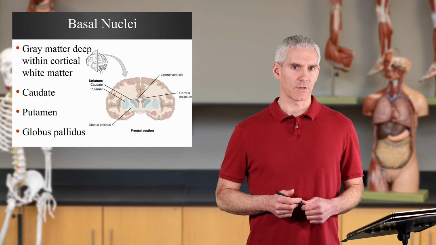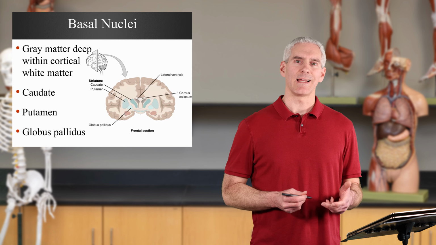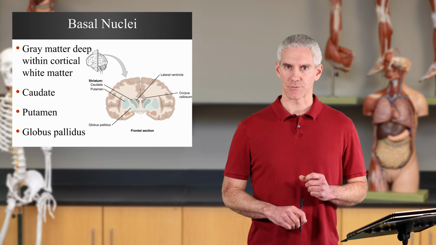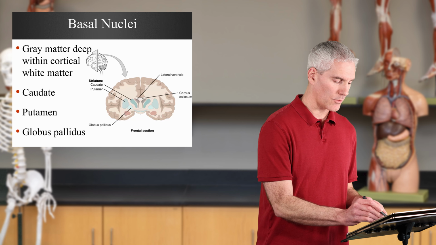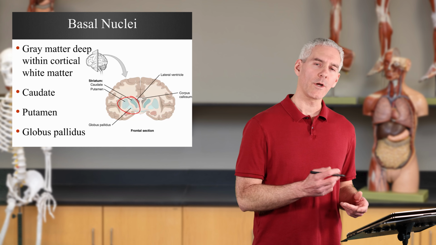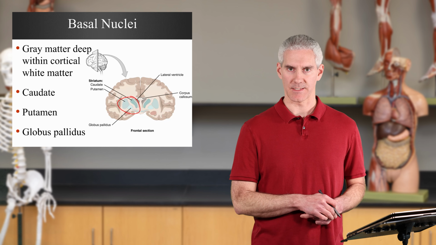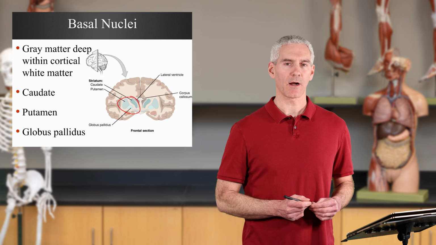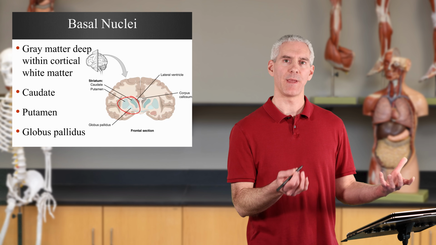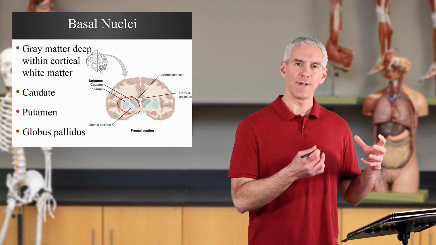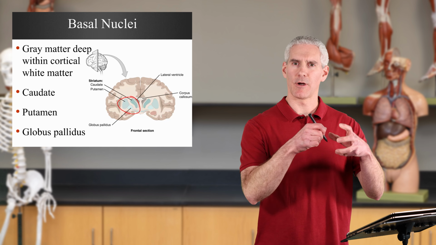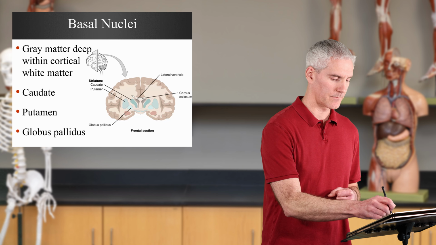Let's jump into the basal nuclei. The basal nuclei is actually made up of several different structures. It's this area right down here. What you're seeing here is you have the caudate, you have the putamen, as well as the globus pallidus. All 3 of those parts together are making up the basal nuclei. So it's very deep within the white matter, really right in the middle center of your brain.